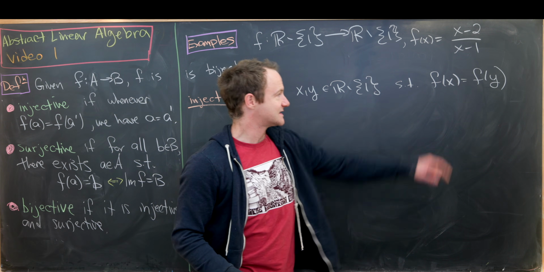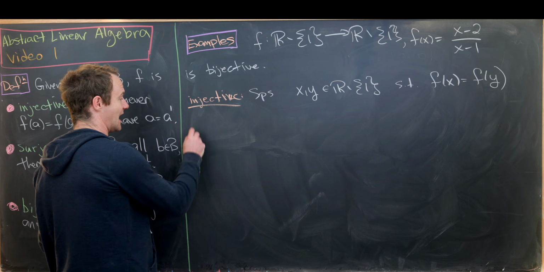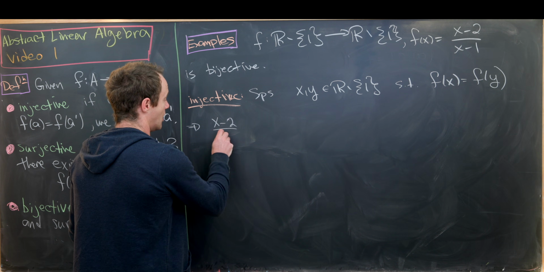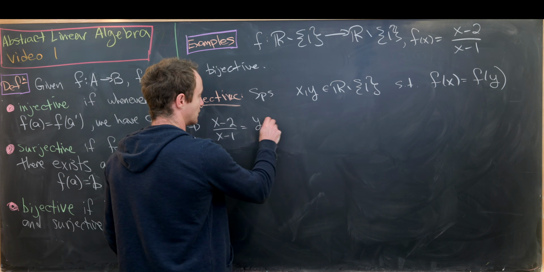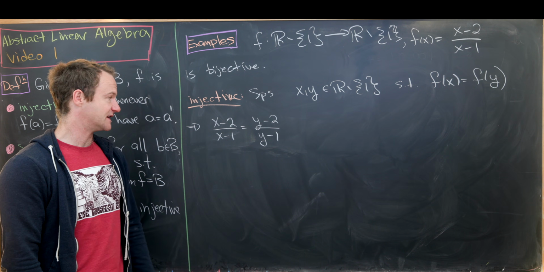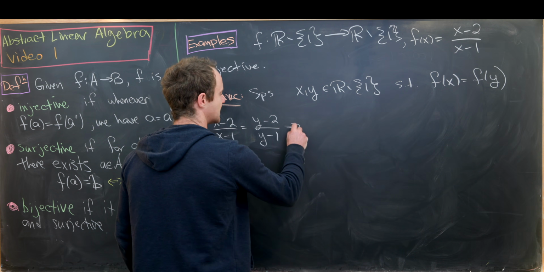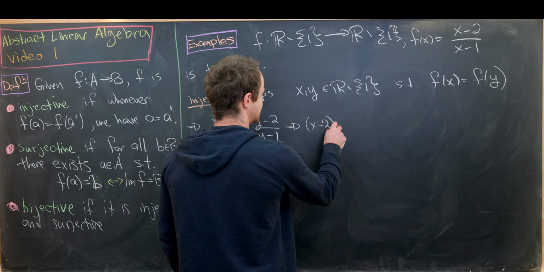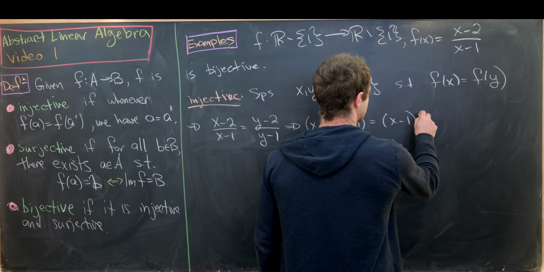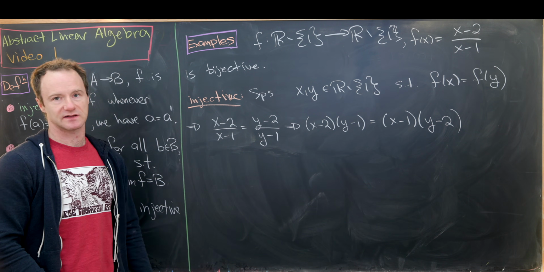So let's take this, f of x equals f of y, and rewrite it using the definition of f. So that means we have x minus 2 over x minus 1 equals y minus 2 over y minus 1. And now we'll manipulate this until we hopefully have x equals y. So let's cross multiply both sides. That will give us x minus 2 times y minus 1 equals x minus 1 times y minus 2. Again, just cross multiplying like I said.